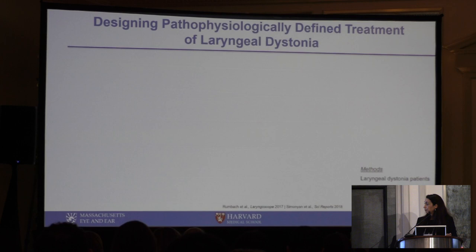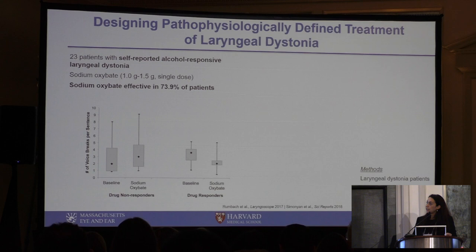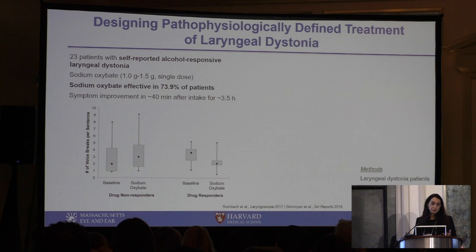So, in our open label study, we had patients with laryngeal dystonia as well as laryngeal dystonia and tremor, and we found that sodium oxybate is effective in about 74% of those patients. We, of course, looked into it: symptom improvement starts in about 40 minutes, and it gives about 3.5-4 hours of good voice when they benefit from treatment.